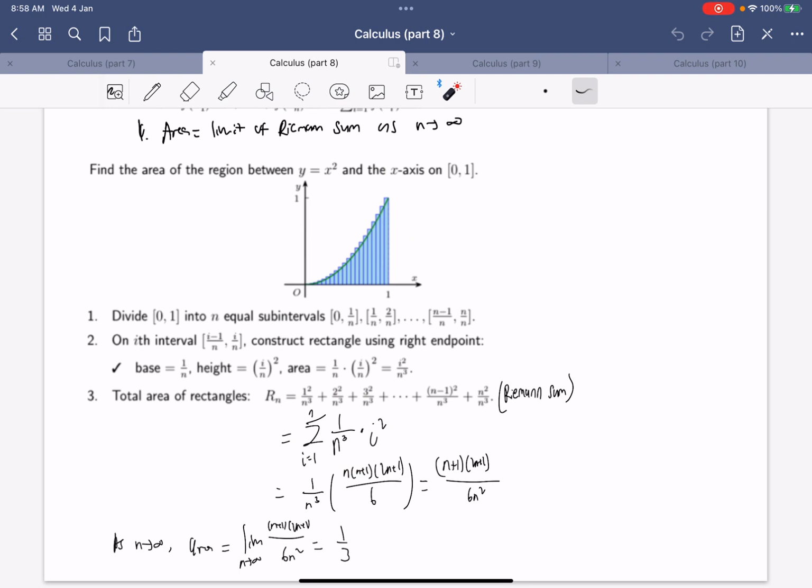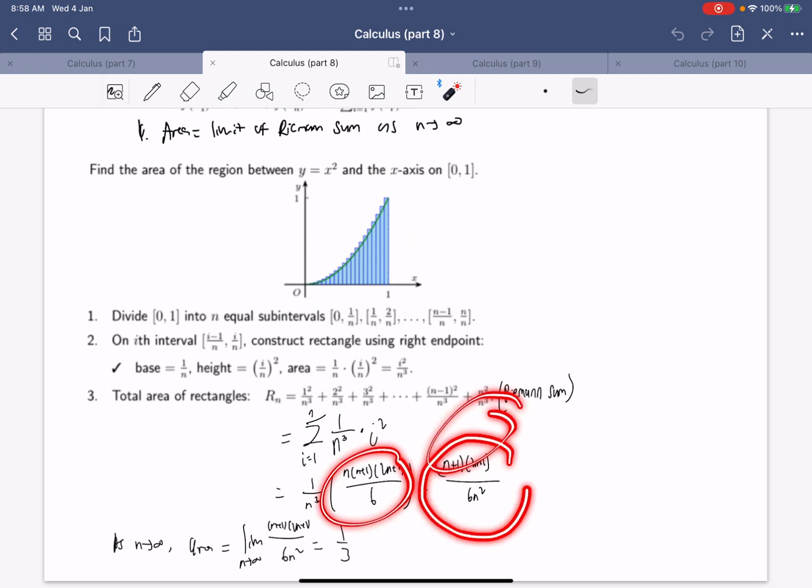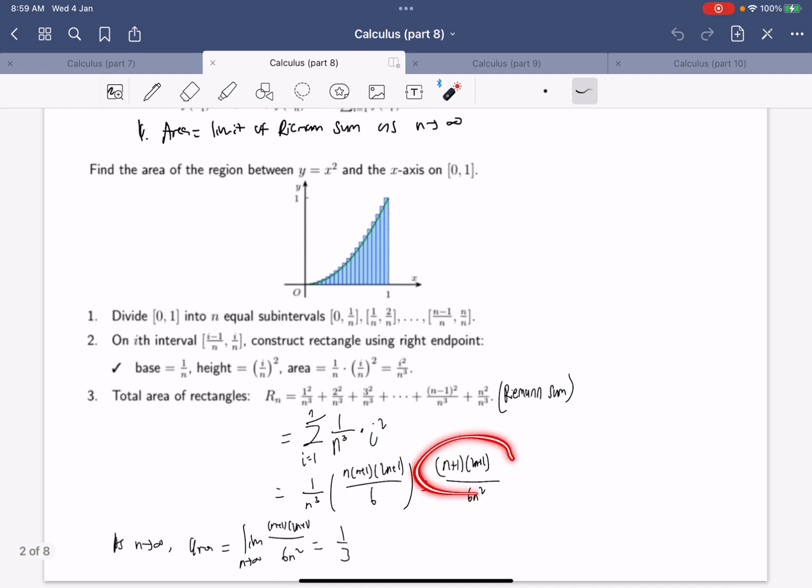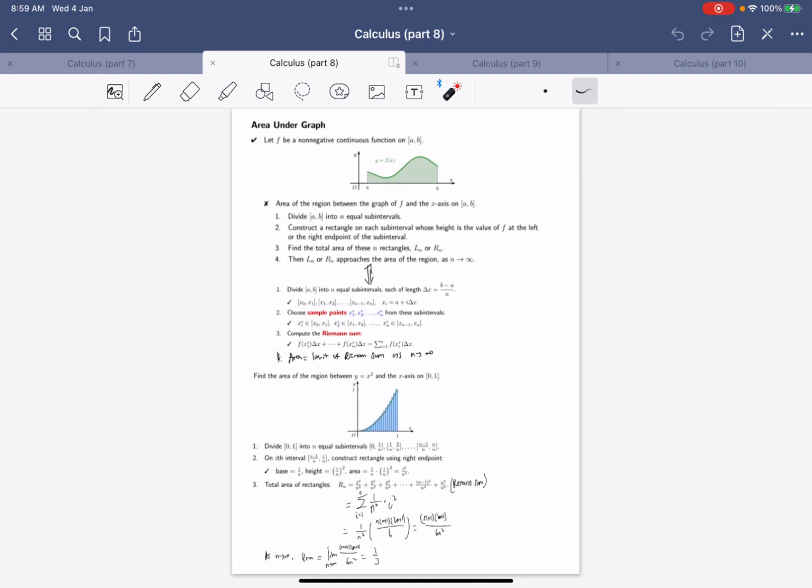If you take out the 1 over n cubed because it's a constant, we just need to evaluate the sum of i squared, which has a formula over here. This will be the formula of the total area with n rectangles. Then you just take the limit of this as n goes to infinity, and you see that it's 1/3. And this really captures the idea of how we want to estimate the area under a graph.